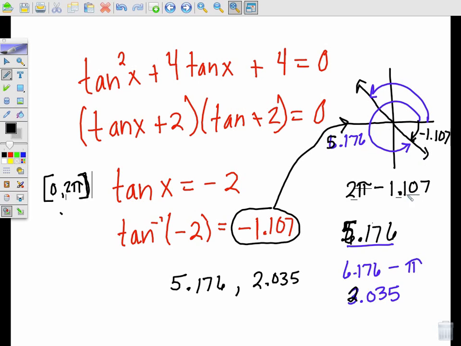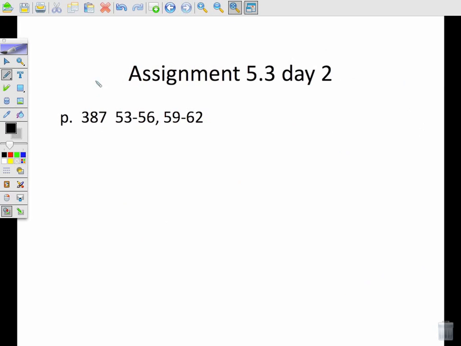Because I can't list a negative answer, I need to go to my unit circle and figure out where those also occur. So you have to work backwards and take the negative angle and make it positive. All right, but those are your solutions. This is what x can equal.